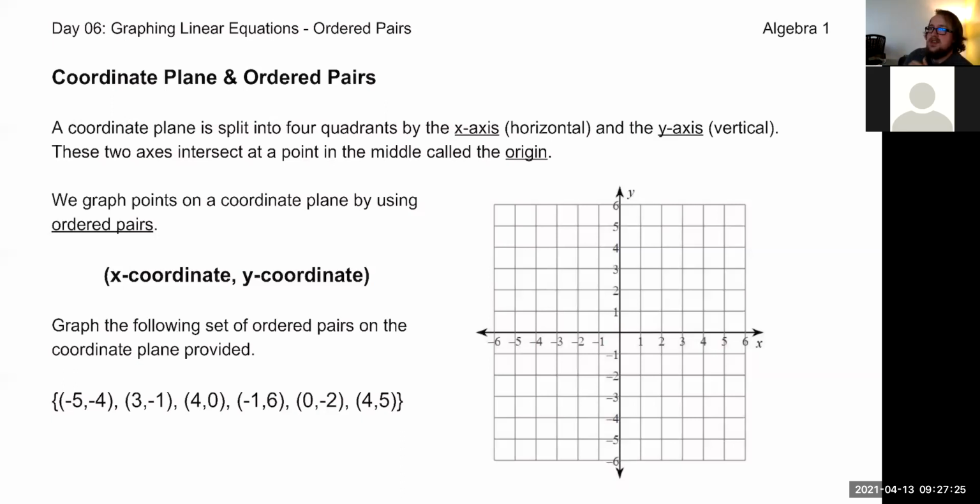What about, has anyone ever used a GPS system? Not just like the one in your car or the one in your phone that says turn left, turn right, but has anyone ever seen a GPS system that gives you latitude and longitude?